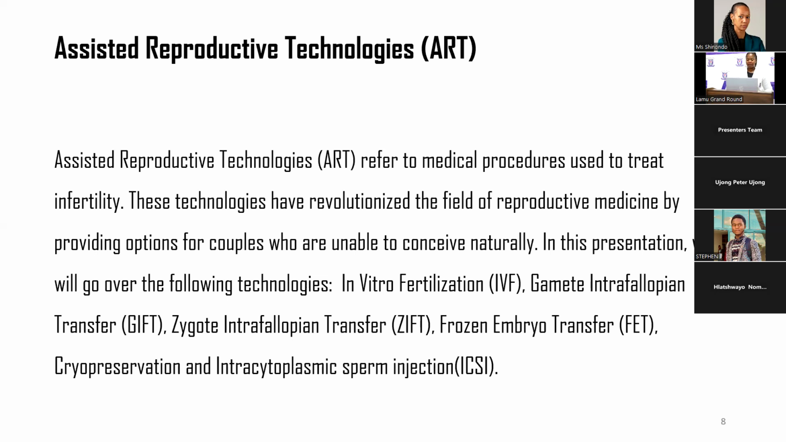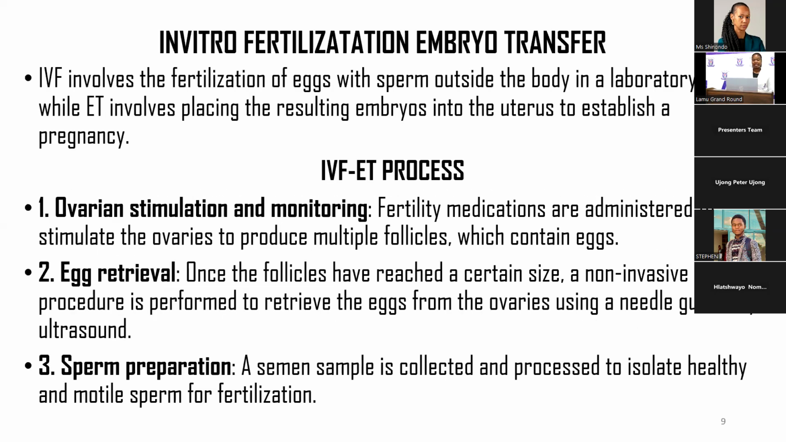I am here to speak about in vitro fertilization and embryo transfer. So in vitro fertilization is a technique whereby the egg and sperm are allowed to fertilize outside the human body in a laboratory dish, while embryo transfer involves the process of placing the resulting embryos into the uterus to establish the pregnancy. One may wonder how this process takes place.